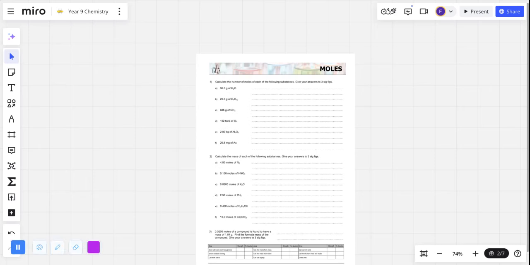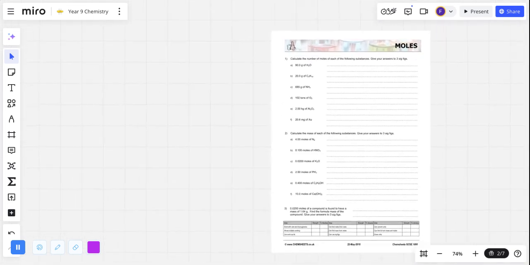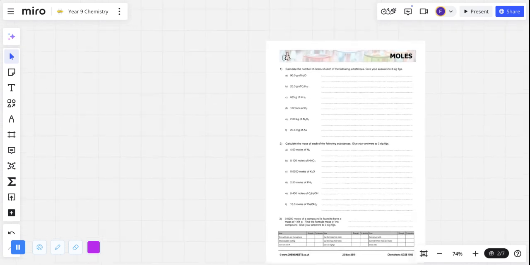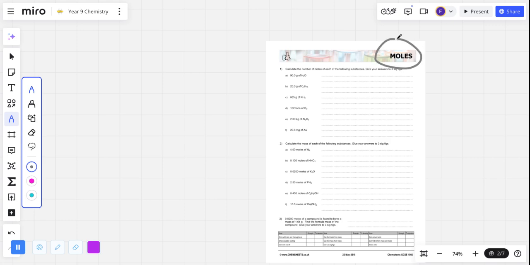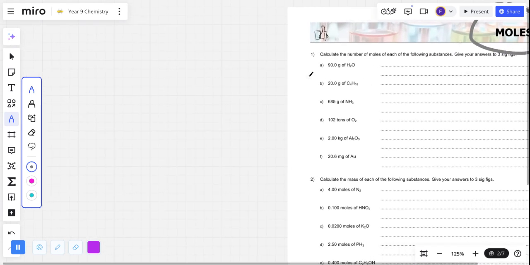So one of the biggest branches within chemistry, and one of the most enjoyable, is calculations. The technical term for that topic is stoichiometry, but it's a really nice way of problem solving. And it all centers around moles. Here we go, moles. Now, first things first, you need to know the formula for calculating moles.